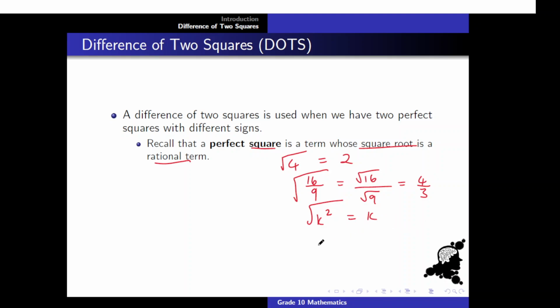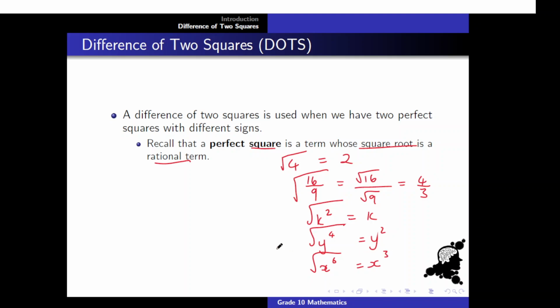Now, I can say, if I have something like y to the power 4, this is still a perfect square because the square root of y to the power 4 will actually give me y squared. So what are we saying here? If I take something like x to the power 6, this is still a perfect square, because the square root of x to the power 6 will give me x to the power 3.